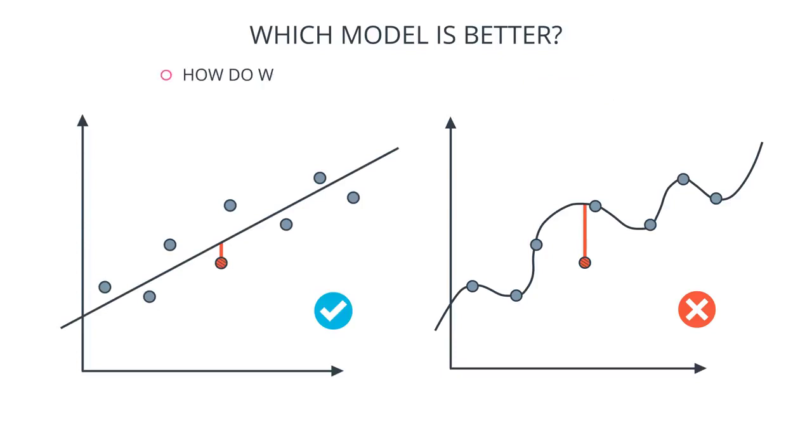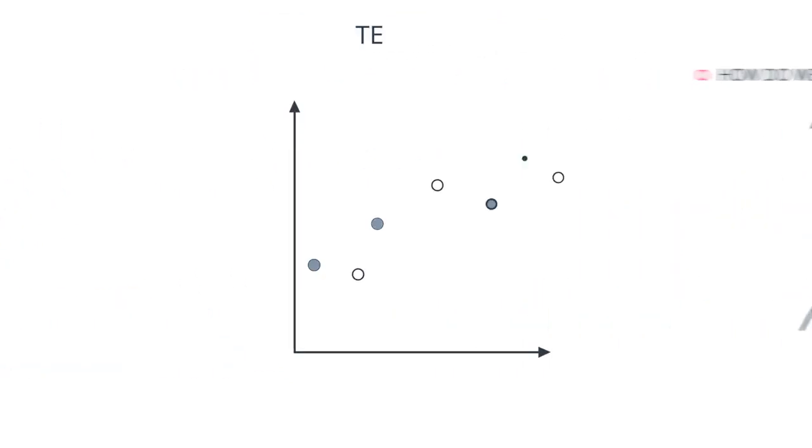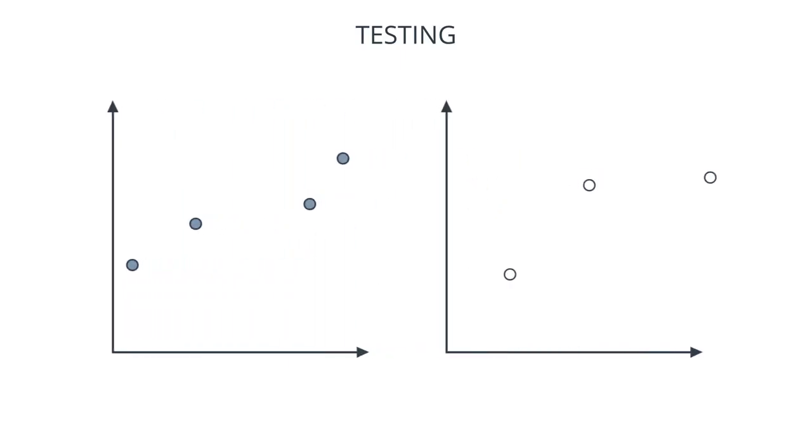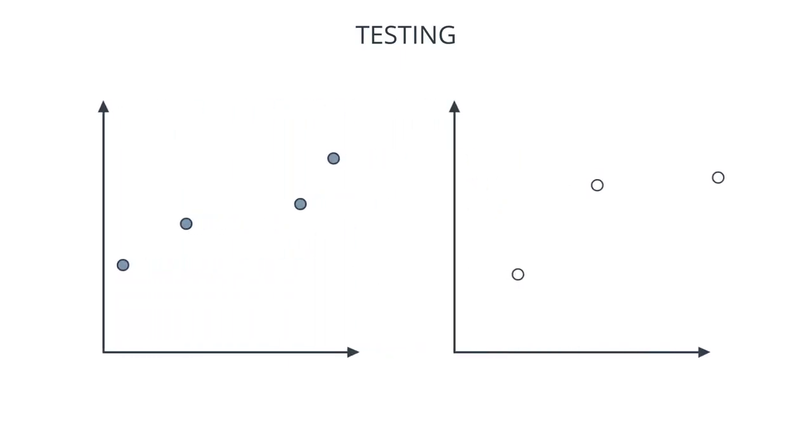Now the question is, how do we find a model that generalizes well? This is where we introduce the concept of testing. What we'll do here is split our data into two sets, the training set and the testing set. In this figure, the training set is the set of gray points and the testing set is the set of white points. And now, as the name suggests, we use the training set to train the model and then we test our results on the testing set.